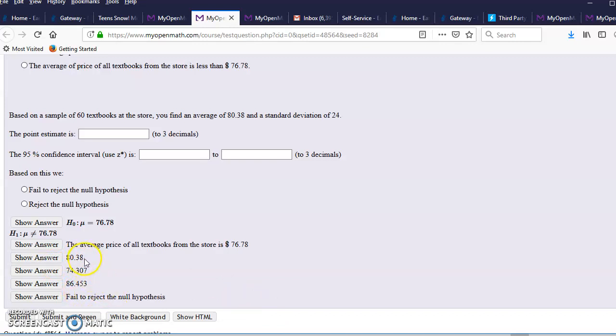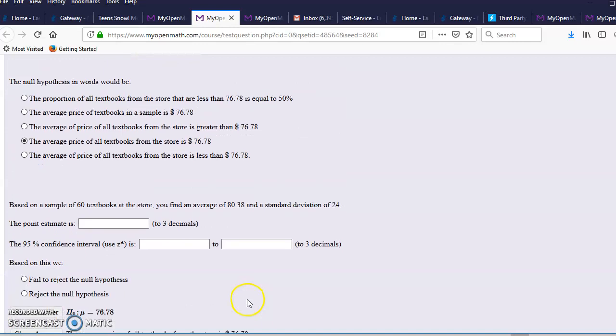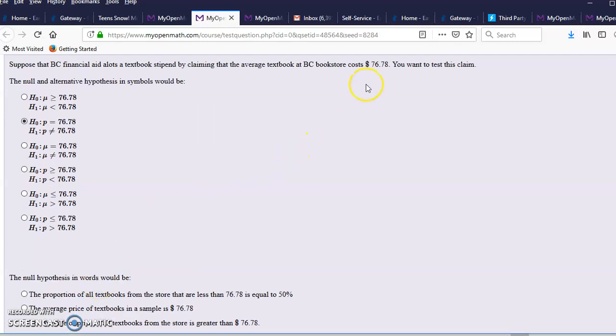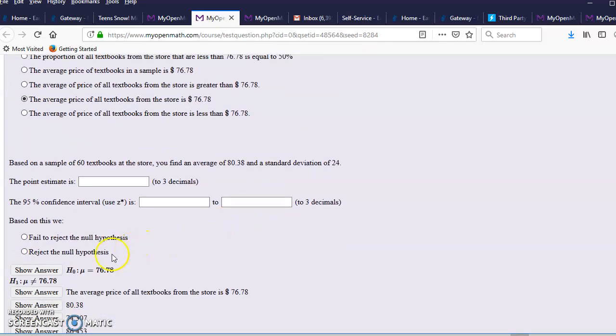That's the point estimate. We already knew that. Subtract the margin of error, we get that number. Add the margin of error, we get that number. Now here's basically our confidence interval: 74.307 and 86.453. Does our mean cost fall within those two numbers? And the answer is yes, it does.